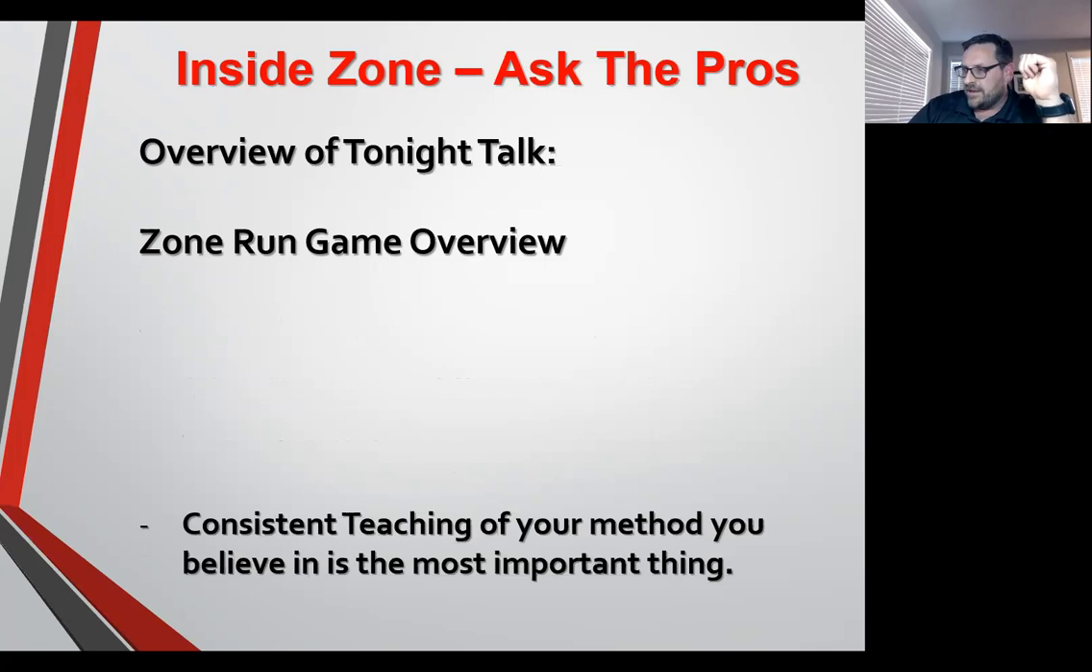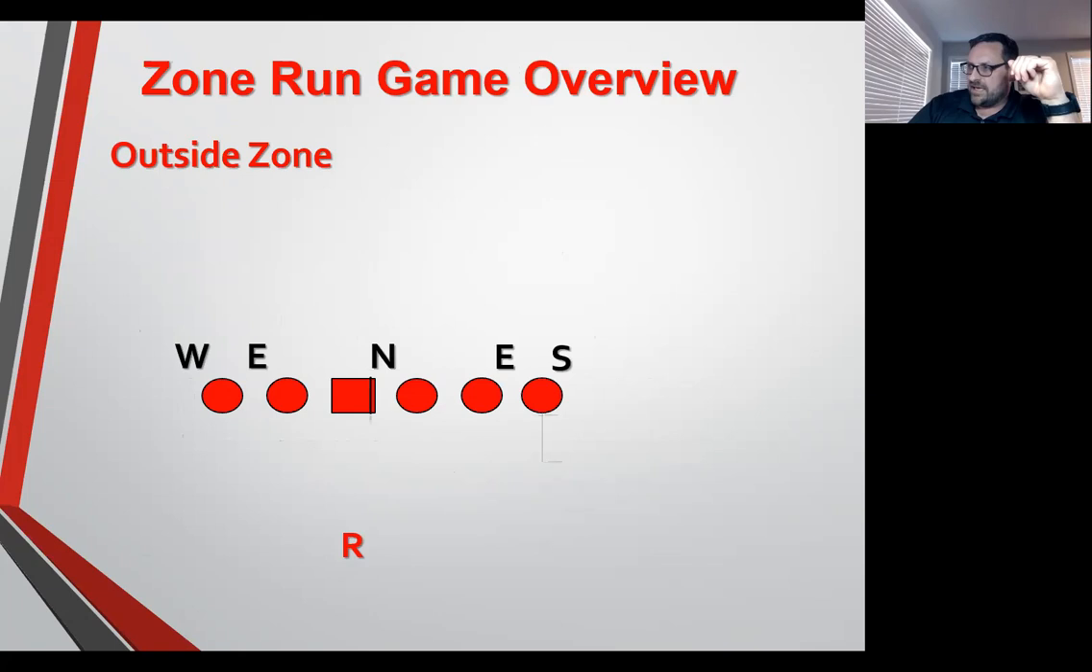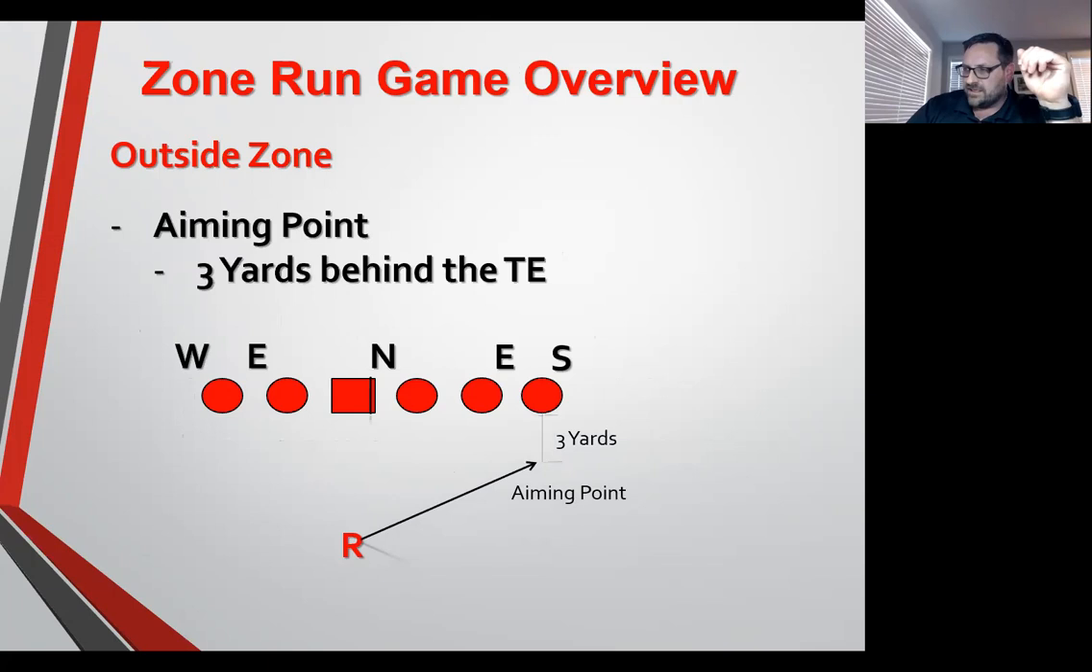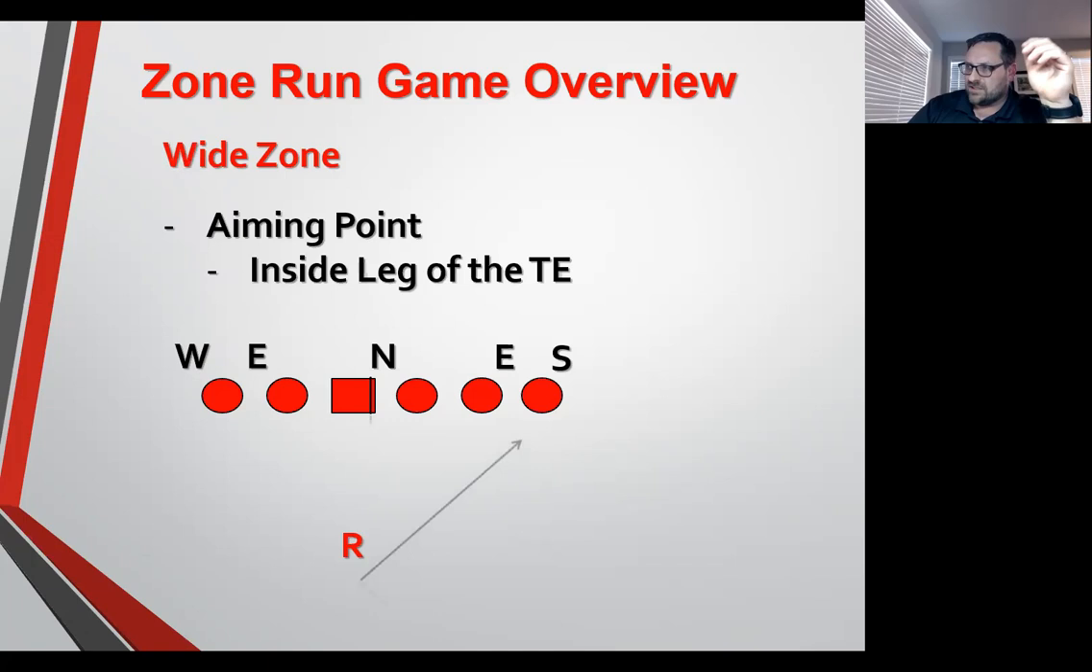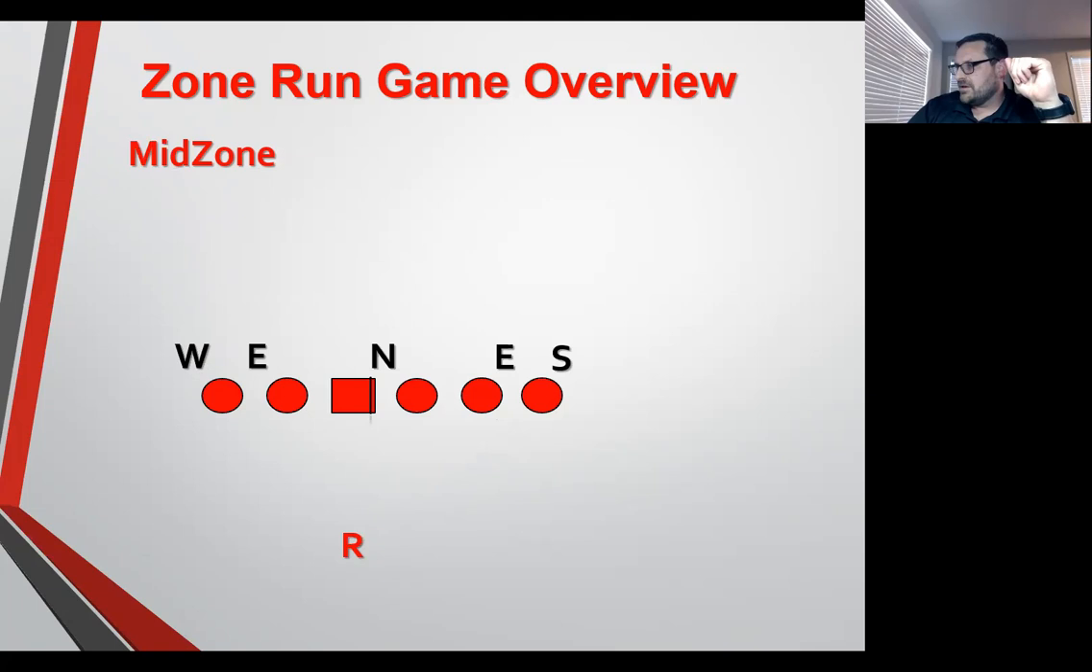So just hitting outside zone. To me, outside zone is 3 yards behind the tight end as the aiming point for the tailback. Then we'll jump to wide zone. Now you're a little bit tighter, so you're going inside leg of the tight end. Wide zone is also very good to run to the open side. If you've got a left tackle like Big O playing for you, and he'll talk shortly, he's pretty good at opening up that front side B gap. That's always nice to have.